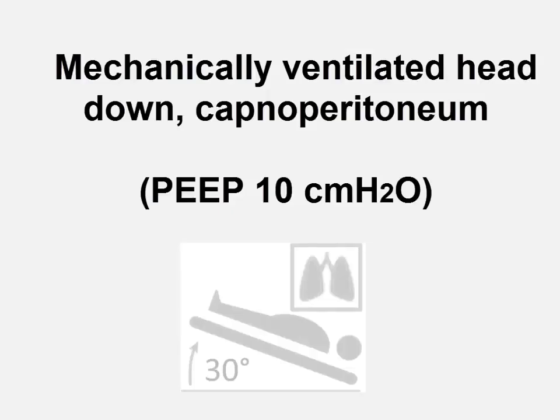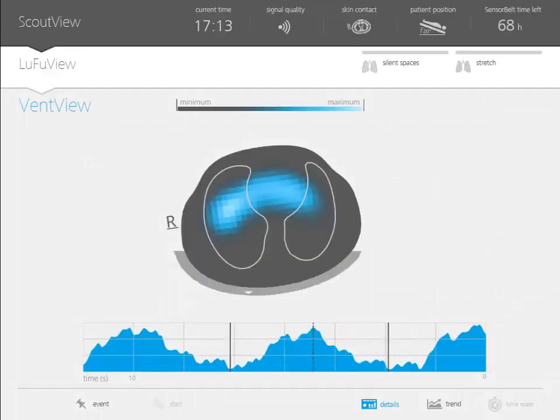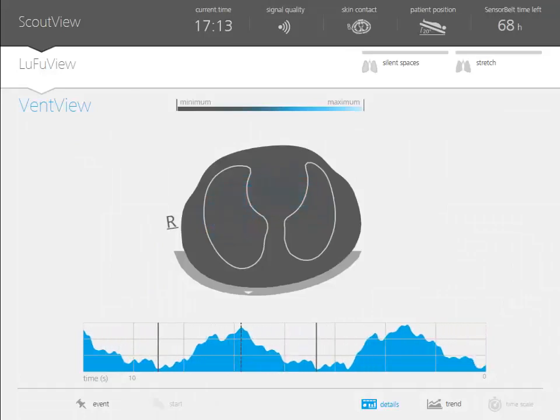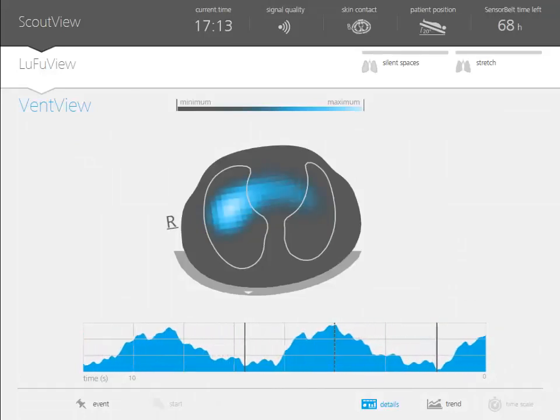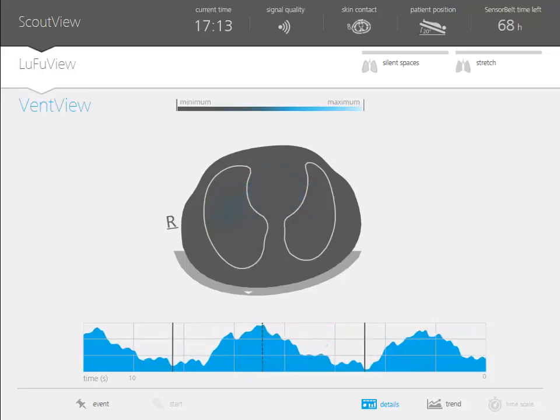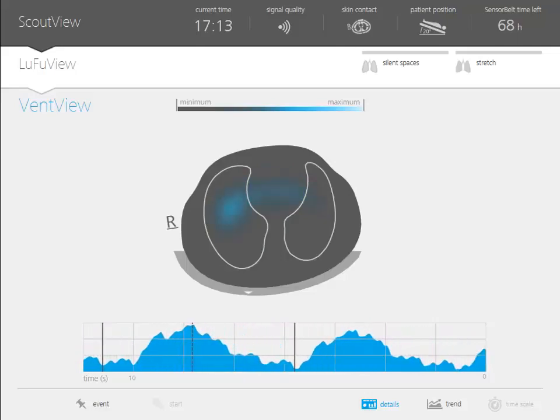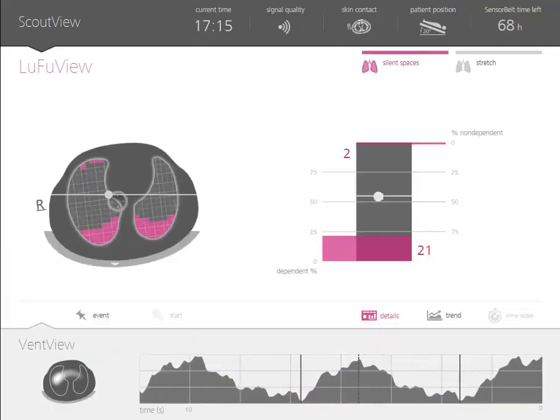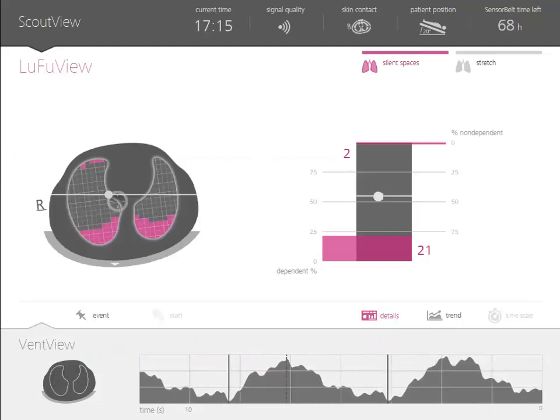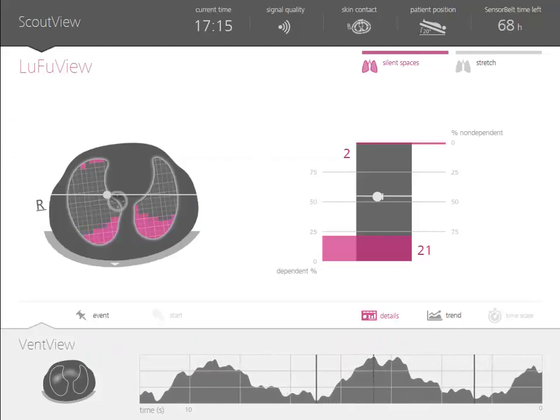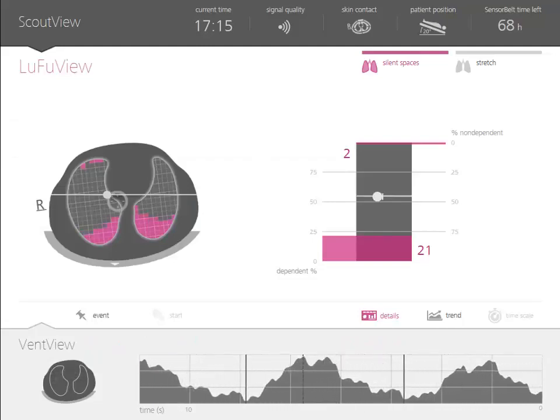Before recording the following sequence, the patient was placed in a Trendelenburg position with a head-down tilt of approximately 30 degrees, and the PEEP was increased to 10 centimeters of water. Despite the elevated PEEP, ventilation shifted even more towards the ventral lung area, and the respective amount of silent spaces in the dependent dorsal lung increases to 21%.